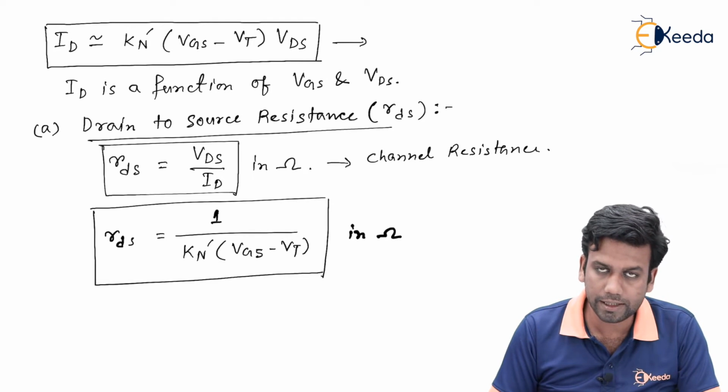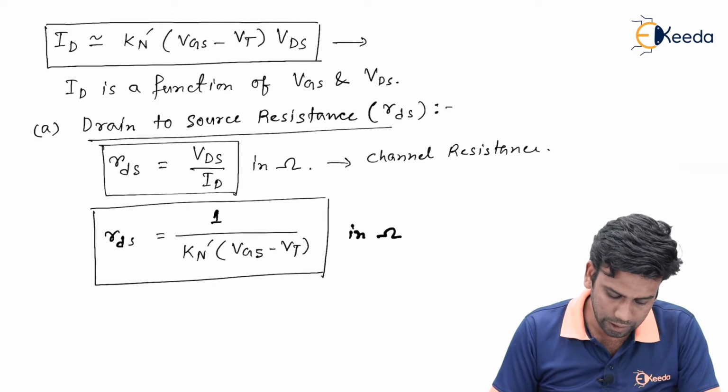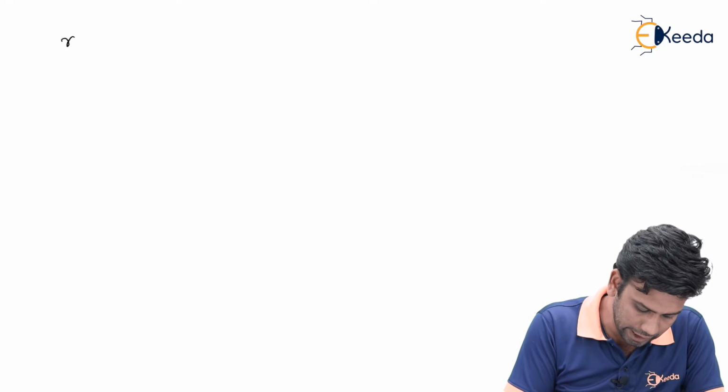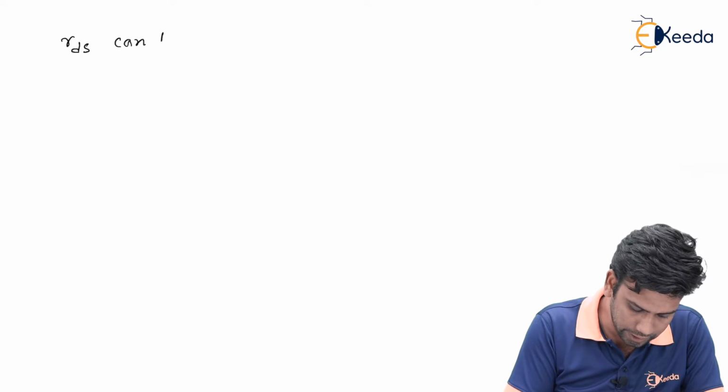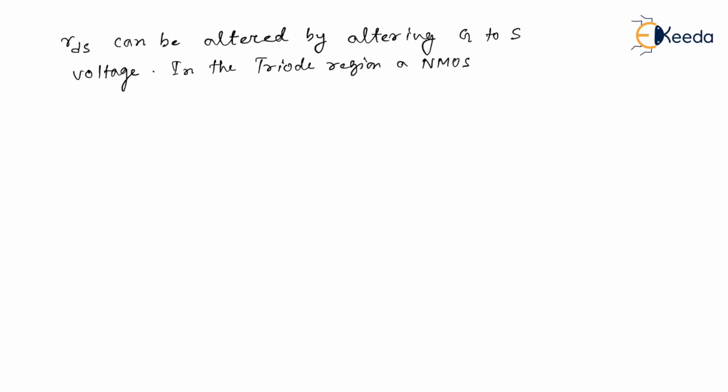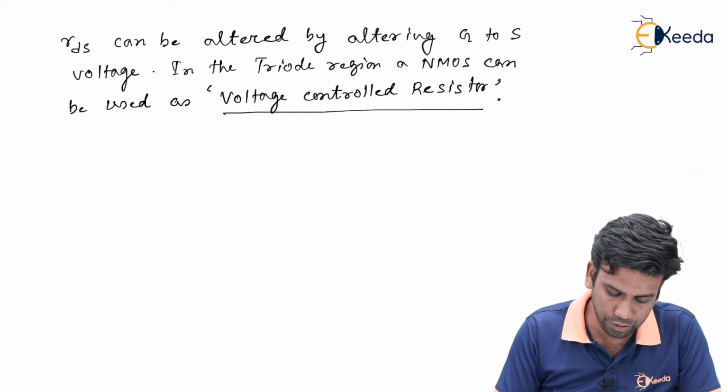So this equation will give the value of drain to source resistance in ohm. So we can see that the characteristic resistance or the channel resistance RDS can be altered by applying the gate to source voltage, that is, the channel resistance RDS can be altered by altering the gate to source voltage, and in the triode region an NMOS can be used as a voltage control resistor where the channel resistance can be controlled by the gate to source voltage.